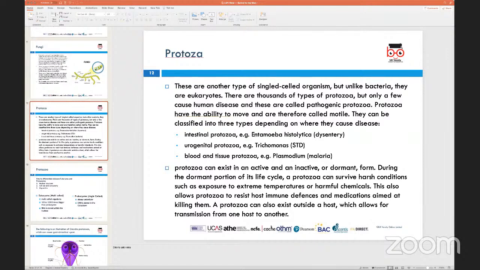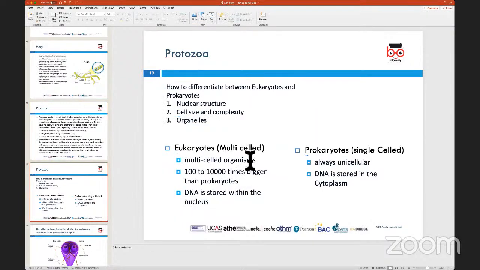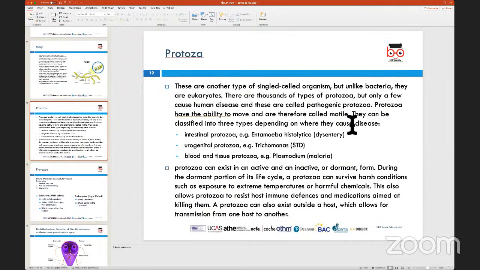Now, when we look at talking about single-celled and multi-celled organisms, we would then go into what is called the classification of eukaryotes and prokaryotes. And when we talk about protozoa, they are one type of pathogen, called single-celled organisms, but they are different from bacteria. And they are classified as prokaryotes or eukaryotes.